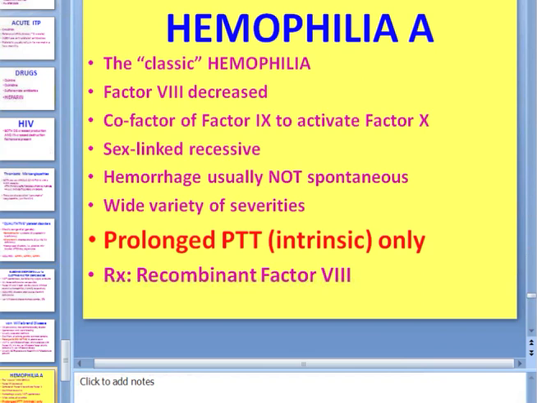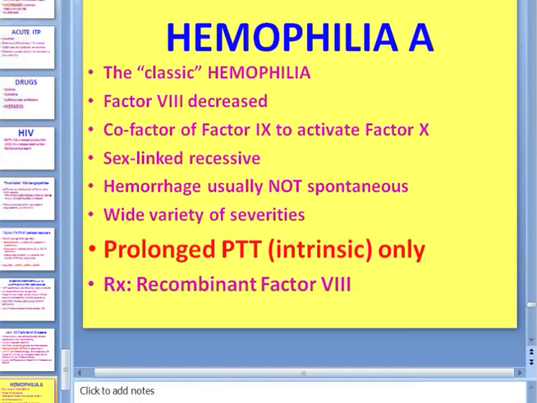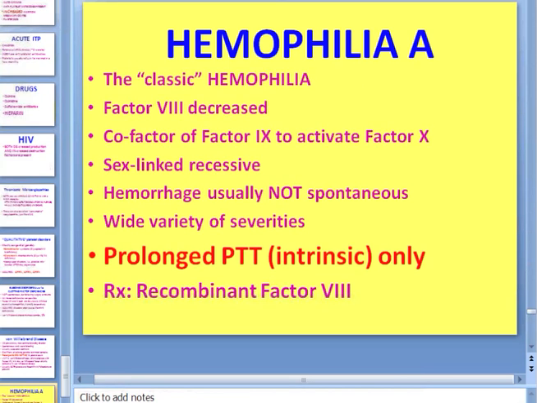There is a gene which codes for factor 8. It's mutated, so you don't make enough. And once again, the hemorrhage is usually not spontaneous. It usually occurs after a surgery or bleeding normally starts. There's a wide variety of symptoms. Bleeding into the bones and joints is very, very common.